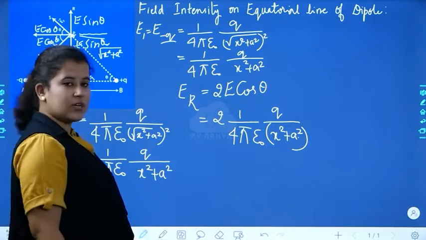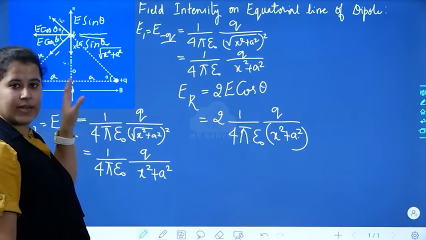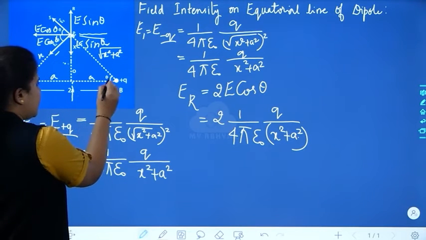Okay. What about the cos theta now? When I consider any triangle here, what is here, I have theta.